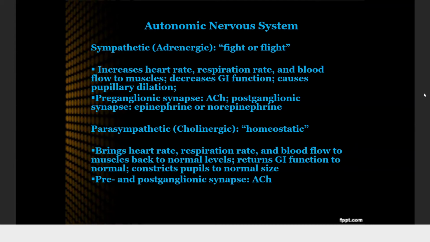The cholinergic system actually maintains homeostasis, bringing everything back to the normal level. For example, after you run very fast and then you stop, that's when your parasympathetic wave kicks in. It brings heart rate, respiration rate, and blood flow back to normal level. It returns the GI functions to normal. So they are actually there to return everything back to its normal physiological functions.